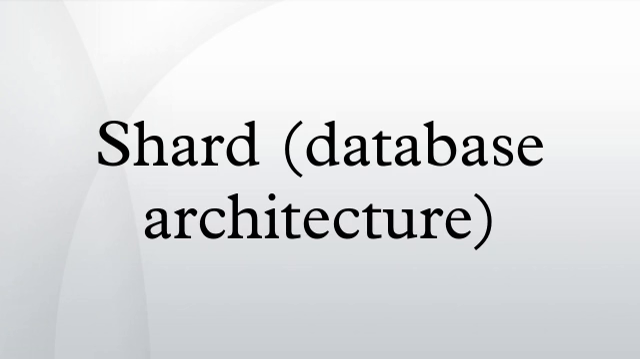Database architecture. Horizontal partitioning is a database design principle whereby rows of a database table are held separately, rather than being split into columns. Each partition forms part of a shard, which may in turn be located on a separate database server or physical location.